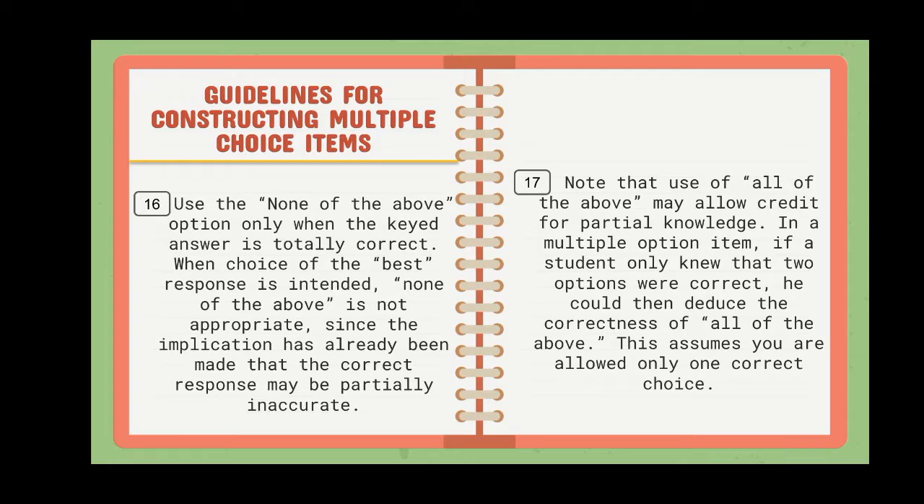Rule number 17. Note that use of all of the above may allow credit for partial knowledge. In a multiple option item, allowing only one option choice, if a student only knew that two options were correct, he could then deduce the correctness of all of the above. This assumes you are allowed only one correct choice.